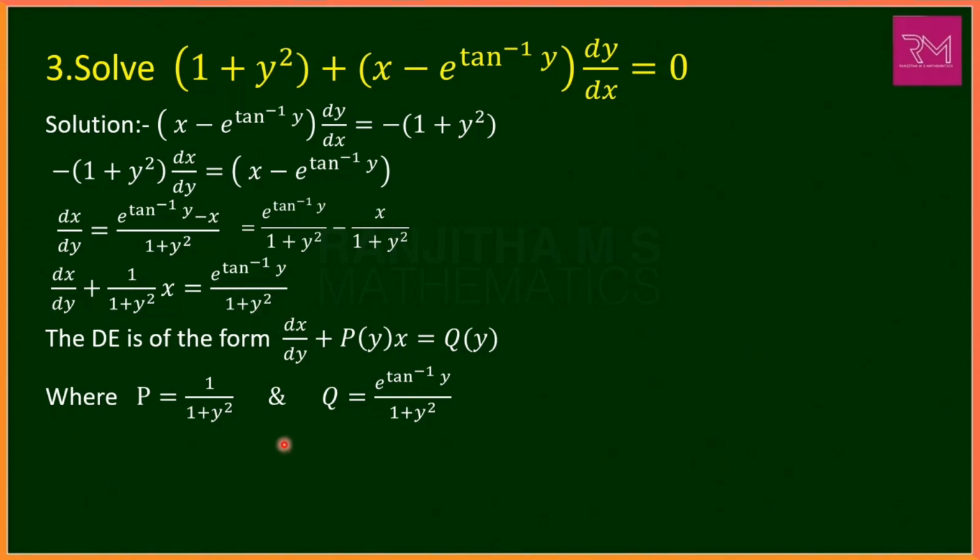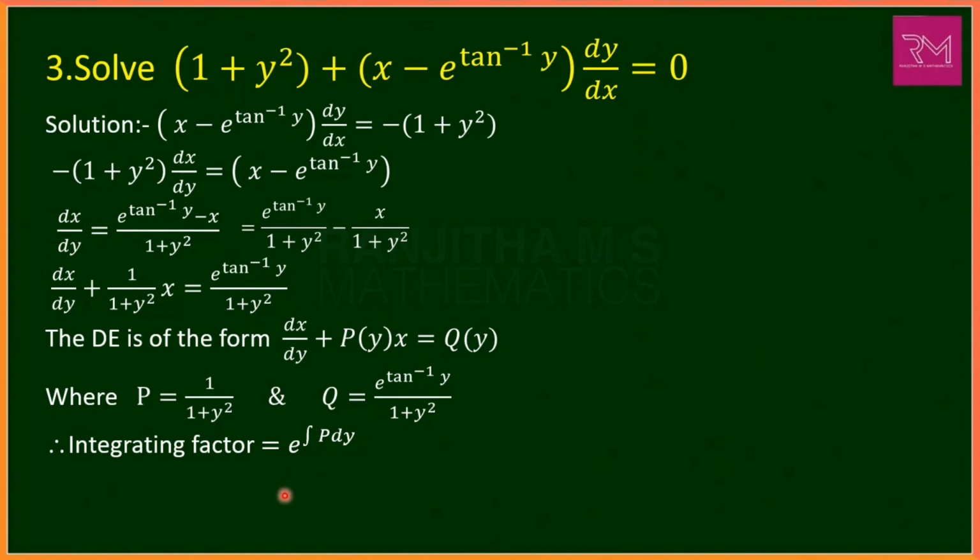In the previous two problems, the differential equation was of the form dy by dx plus p of x into y equals q of x. But this problem is of the form dx by dy plus p of y into x equals q of y. Now in the next step, find the integrating factor. We know that the integrating factor for the value p, here p is of the form 1 by 1 plus y square, is exponential power integral of p into dy. This is the integrating factor.